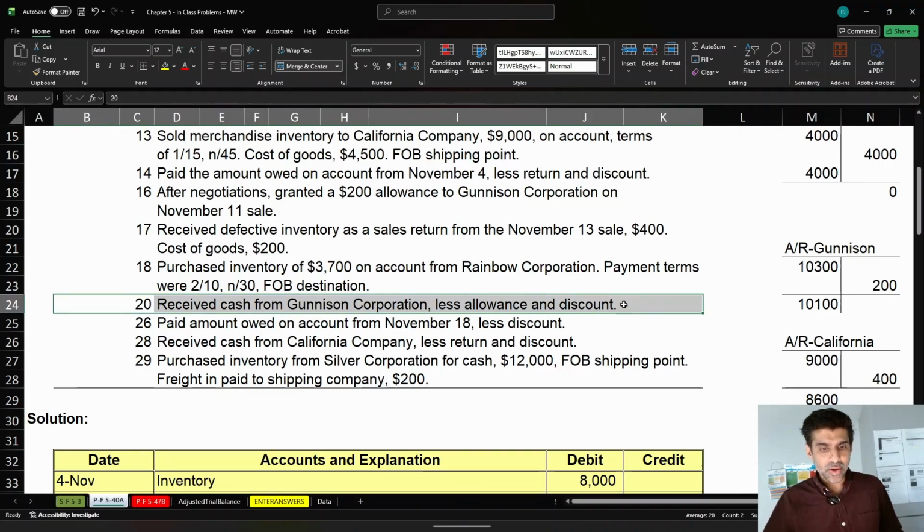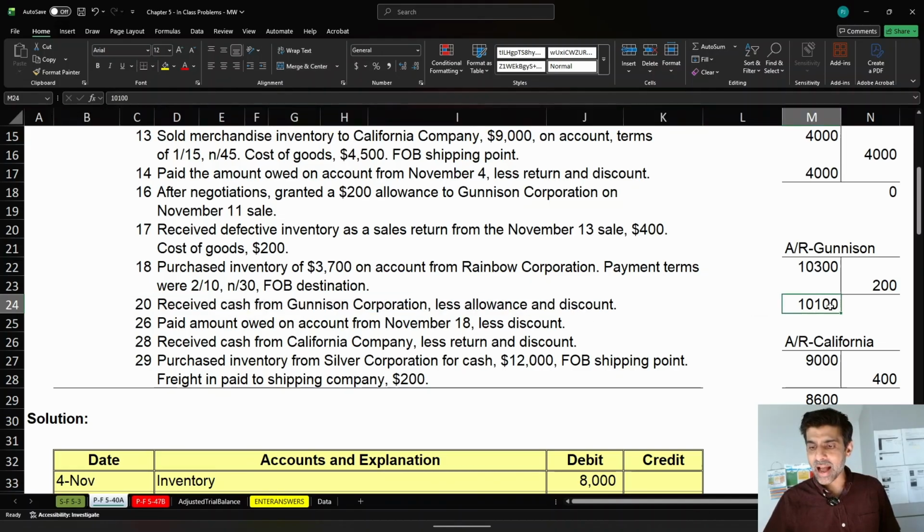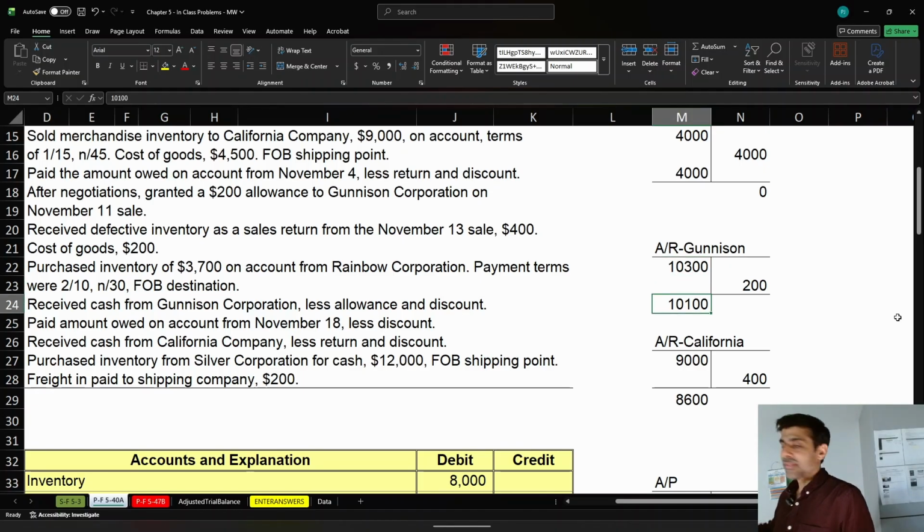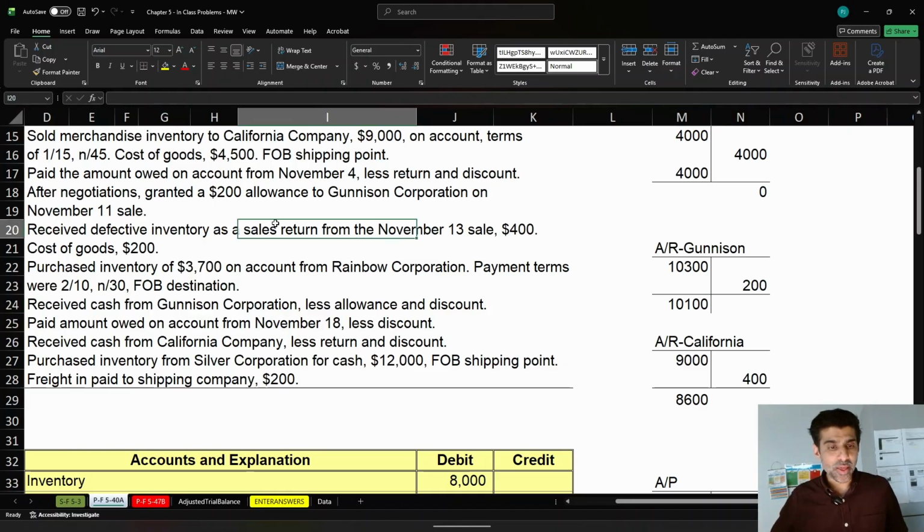20th. Okay, so received cash from Gunnison Corporation, less allowance and discount. So I have the accounts receivable balance for Gunnison here, and this is net of the allowance, right? We had a $200 allowance. So this is how much they owe us on a gross basis before the discount.